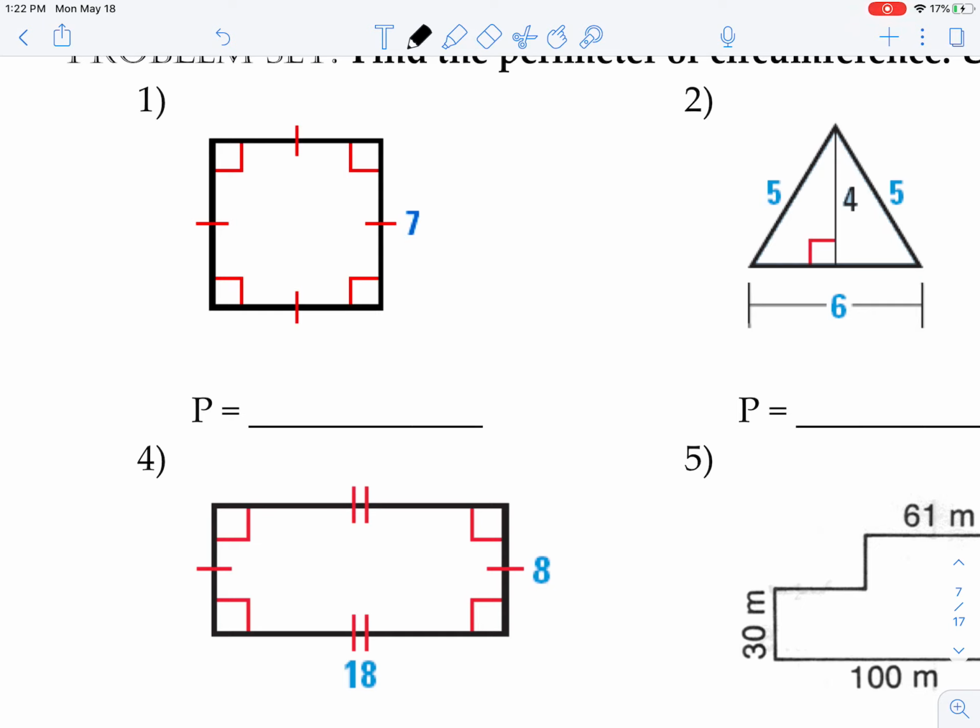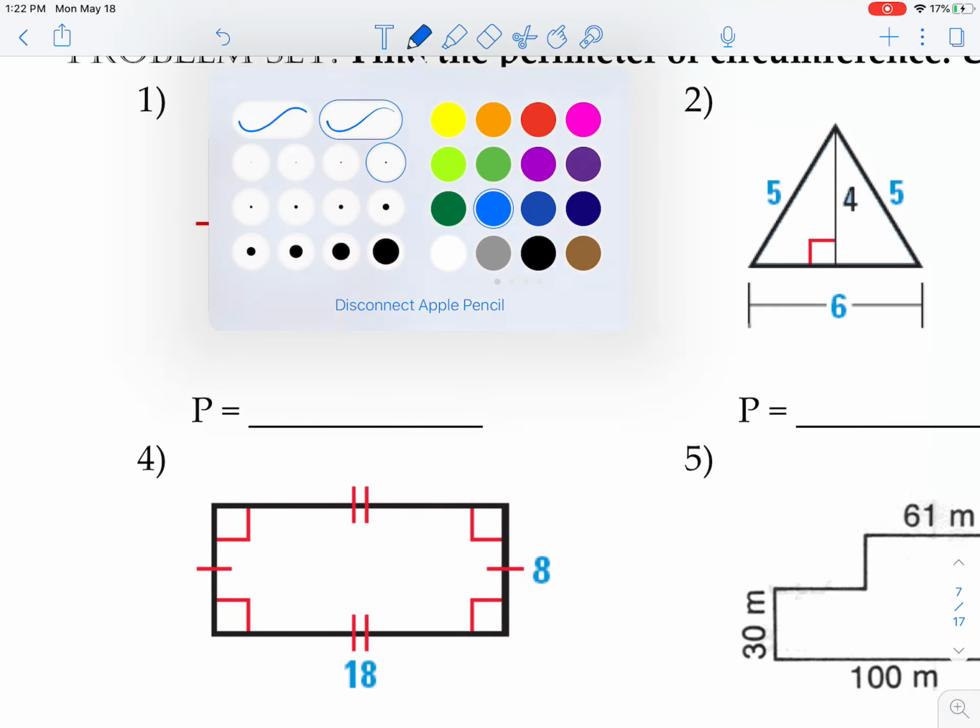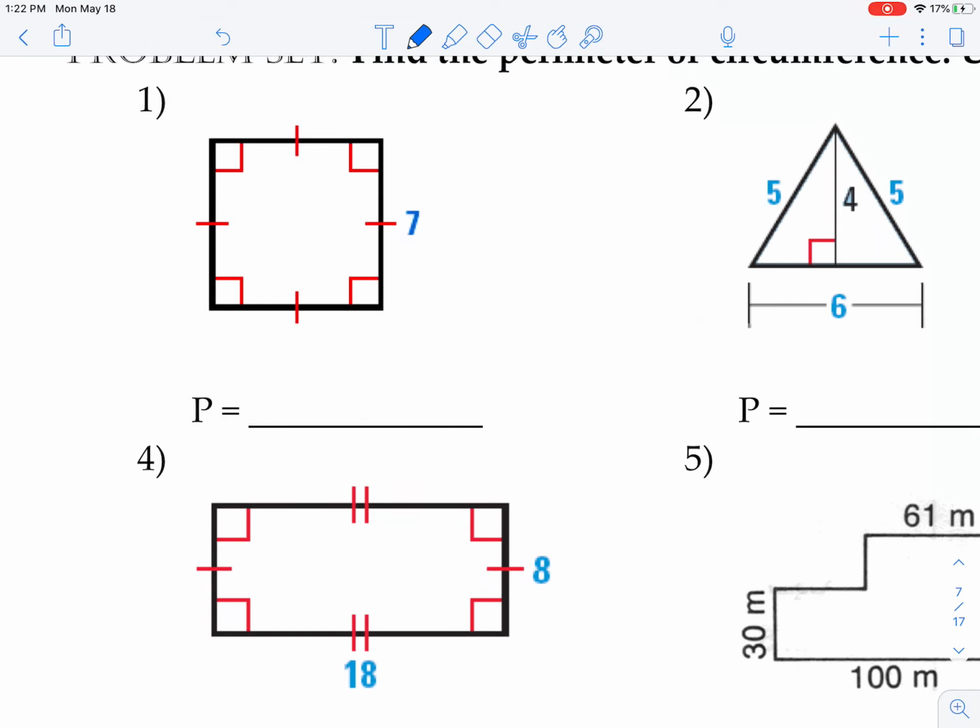So how do I know the sides are congruent? Oh, right, because there's tick marks. Lovely. Good job. So that means that if this side is 7, then this side is also 7, and all the sides are 7. So if I want to find the perimeter, I'm not going to do 7 times 7. No, wrong. That's area. To find the perimeter, I'm just going to add 7 plus 7 plus 7 plus 7.